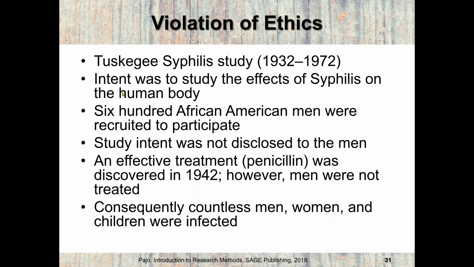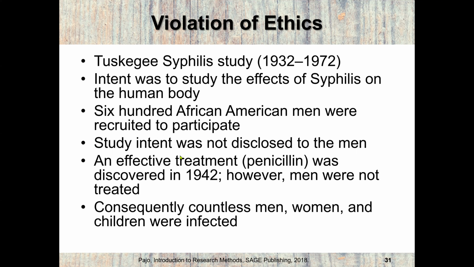As another example, the intent was to study the effect of syphilis on the human body. Now, 600 African American men were recruited to participate, and the study intent was not disclosed to the men, so they didn't tell them what kind of studies they are doing. An effective treatment, penicillin, was discovered in 1942. However, the men were not treated. So this is another breaking of the ethics.